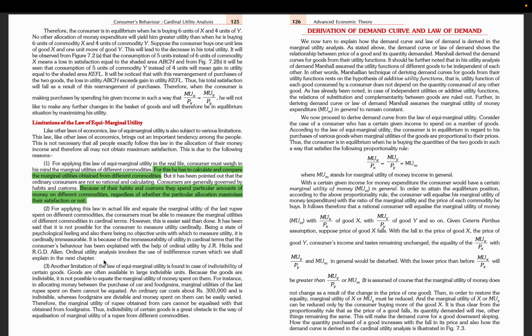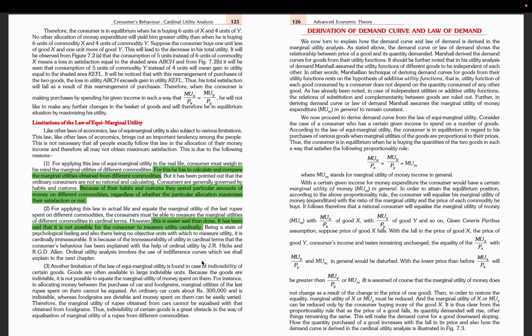For applying this law in actual life and equating the marginal utility of the last rupee spent on the different commodities, the consumers must be able to measure the marginal utilities of different commodities in cardinal terms, right? However, this is easier said than done. It has been said that it is not possible for consumers to measure utility cardinally. We've already talked about this, the criticism of cardinal utility being a state of psychological feeling, and also there being no objective units with which to measure marginal utility.